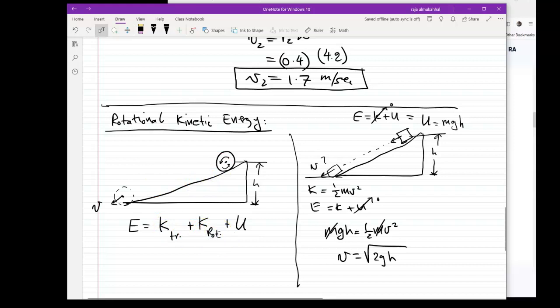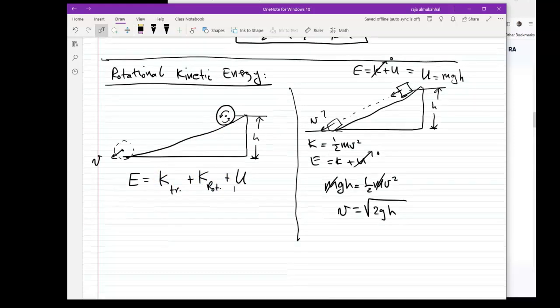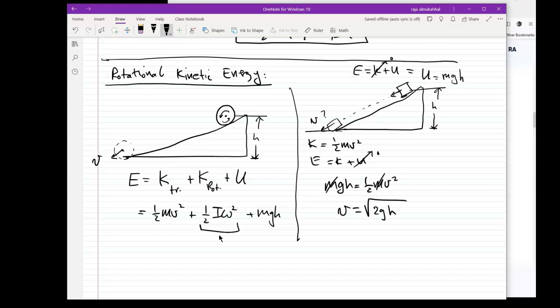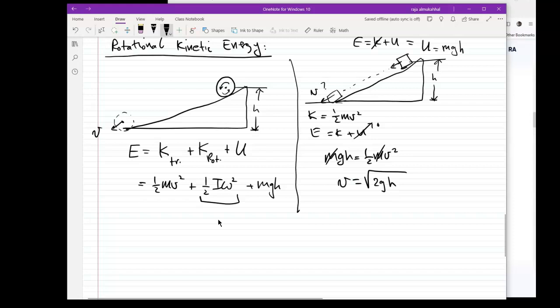You got it? Now, for this case, the translational kinetic energy is what you know, 1/2 mv squared. And for the rotational it is 1/2 I omega squared. Of course, the U is mgh. Omega here is how fast it's spinning, angular velocity. And I here is what we refer to as the moment of inertia.